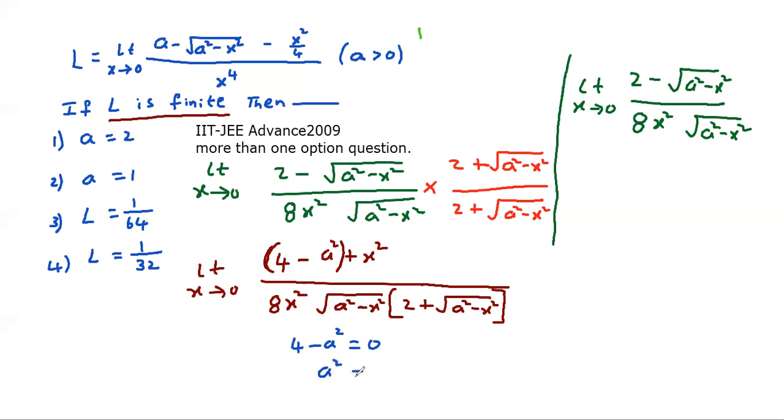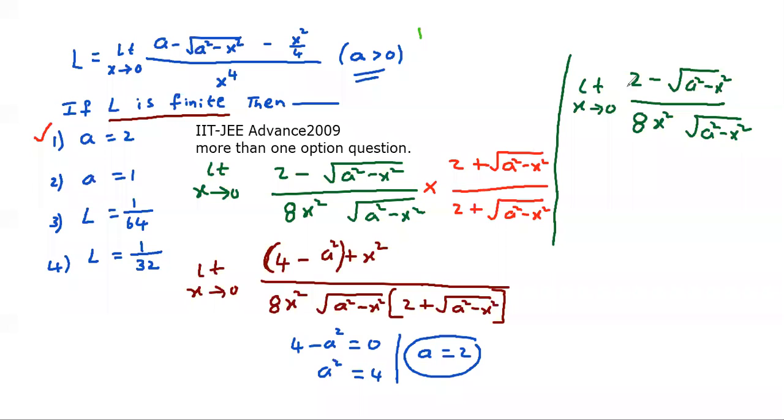A square is equal to 4. If a square is equal to 4, you get a equal to plus or minus 2. But strictly given a is greater than 0. Therefore, you can't take minus 2. You should take only a is equal to 2. So we got the first answer, right? That is a is equal to 2. Yes, the first option is correct. If a is equal to 2, what is the limit? Calculate.